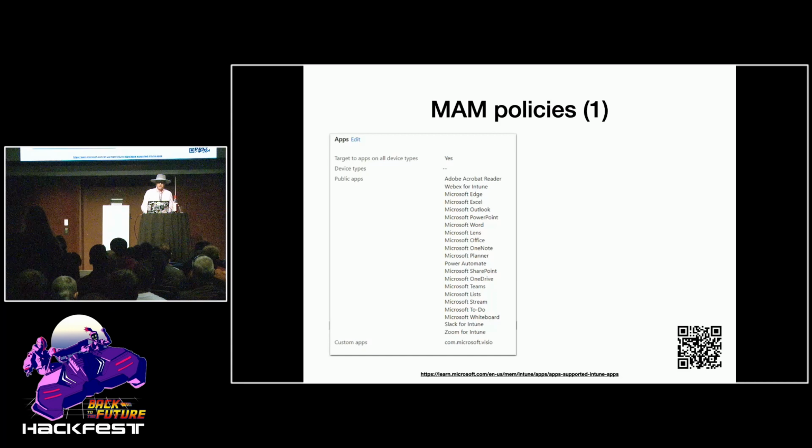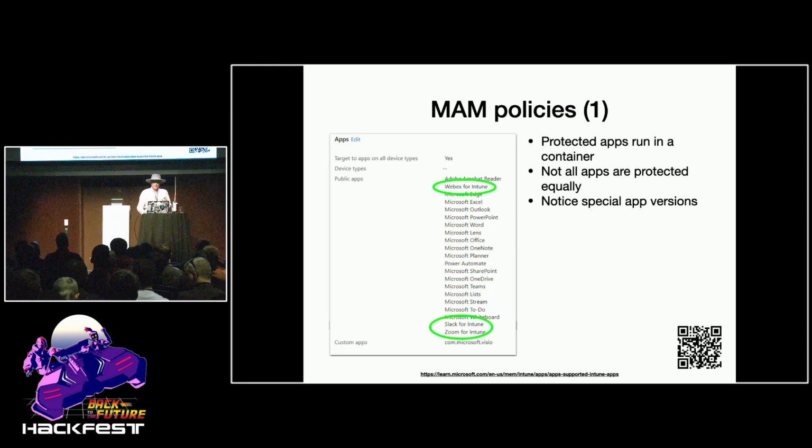When you get beyond those, you start getting into the applications themselves. So protected apps run inside the container. Not all apps are protected the same way. This seems obvious, but the apps inside the container are in the container. Let's be very specific about this. The apps that are outside of the container are outside of the container. So when you start looking into some of the apps in this list, you'll notice that there's some that say they're for Intune. That's not the same as the apps that are outside of the container. If you're just using Slack, WebEx, and Zoom, you will not be able to use those apps with data from inside the container if you separate them off properly. And this is a good thing.